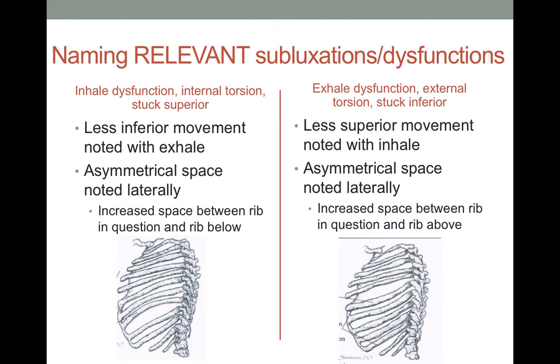If a patient has an exhalation dysfunction, also known as external torsion, the rib cannot move superior on inhalation. An asymmetry of space is noted, with the increased space this time being between the rib in question and the one above.